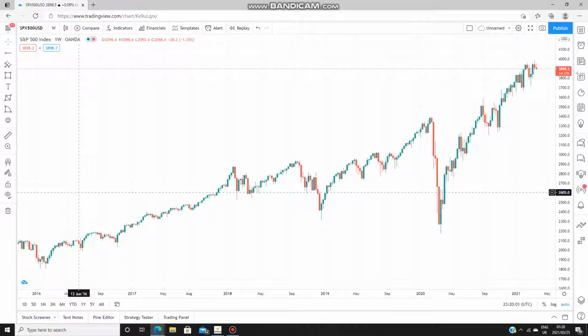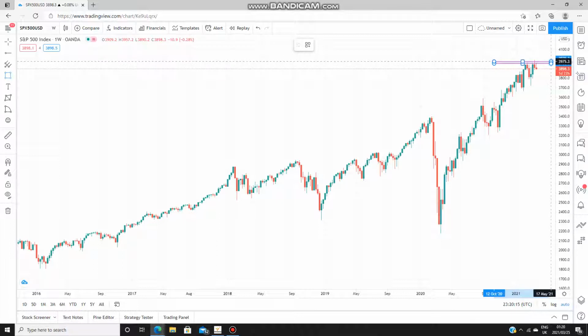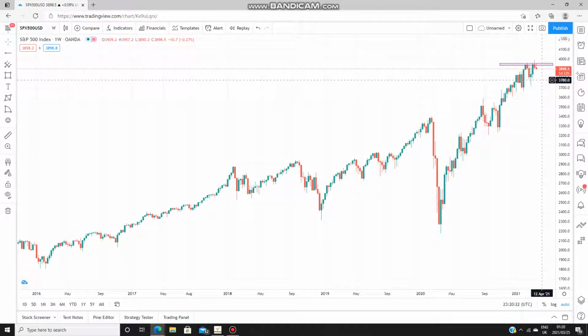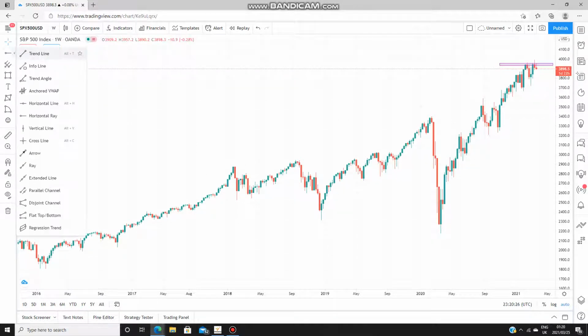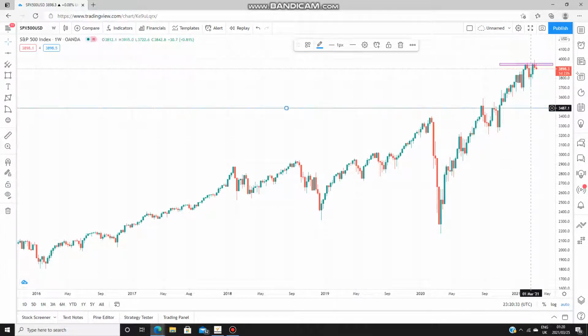So in week one, I just want to identify a couple of zones that I think are vital as we speak. Firstly, I'll make use of my rectangle. As I'm placing this one, it automatically acts as a resistance. And then I'll also make use of my horizontal line. I just want to identify the zone here.